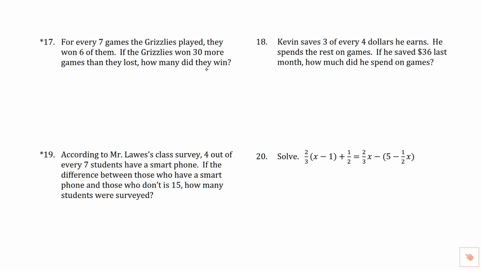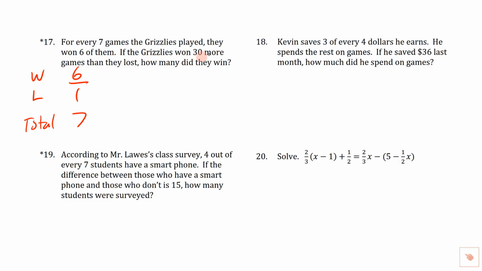Okay, so this is a tough one. They're telling us not how many they won or lost. They're saying they won 30 more than they lost, and then it's asking how many did they win. So we've got to think about this in kind of a clever way. For every 7 games the Grizzlies played, so that's how many they played, they won 6 of them. So let's do win, loss, and then let's do the total or the whole, okay? So out of every 7 games, they won 6 of them. So that means they won 6, they must have lost 1, okay?